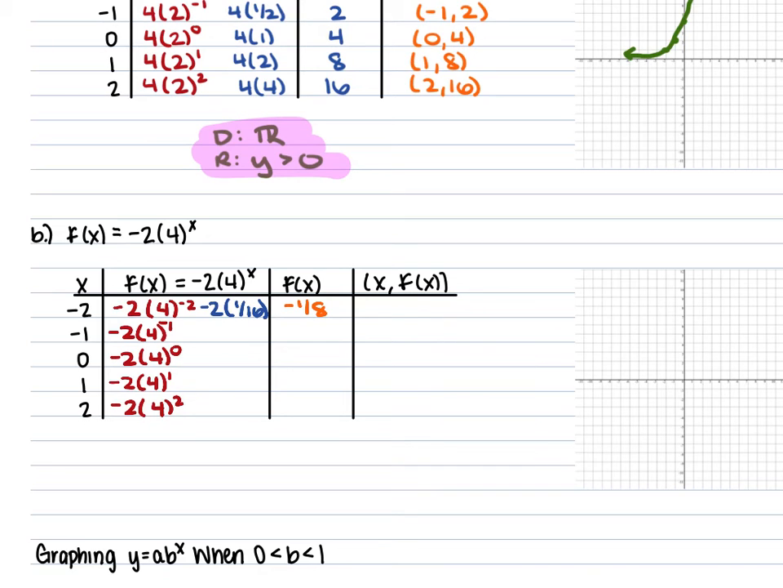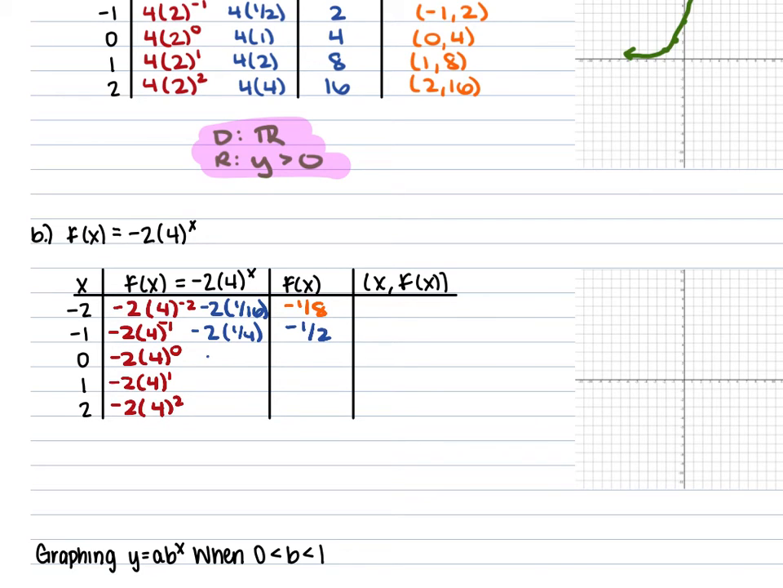For your next one, negative 2 times 4 to the negative first power. That negative first power gives that 4 as 1 over 4. So that's just negative 2 times 1/4. That's going to give us negative 2 over 4, which is negative 1/2.